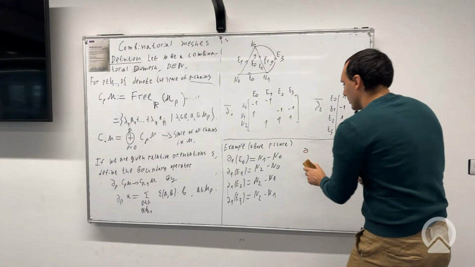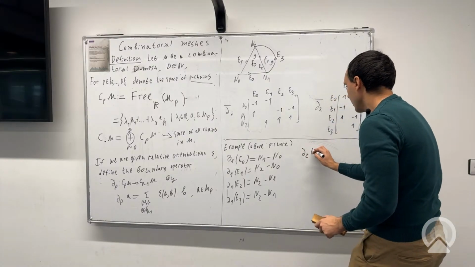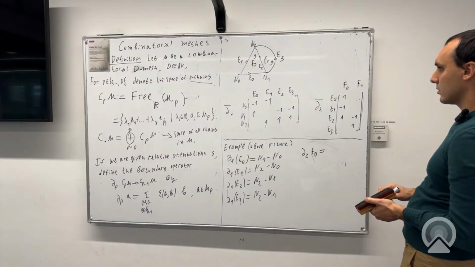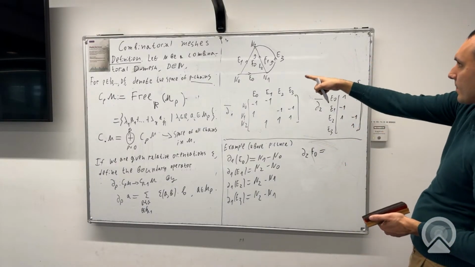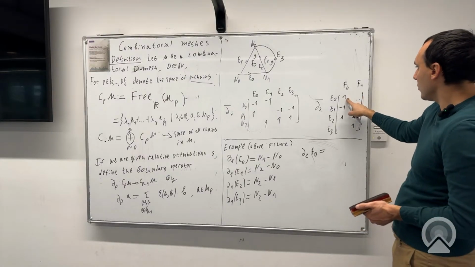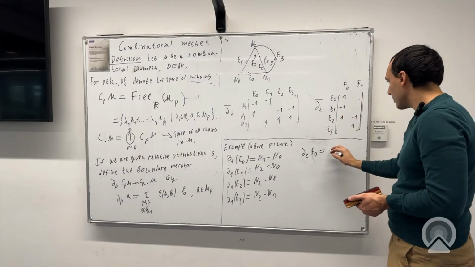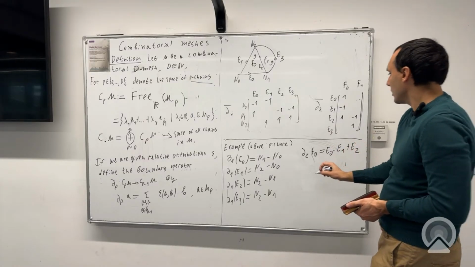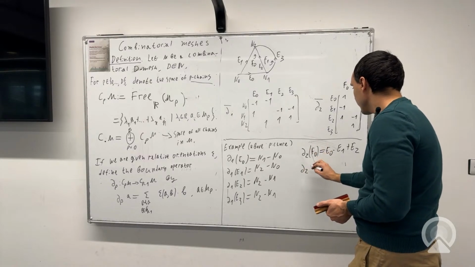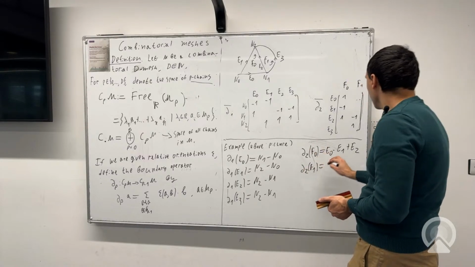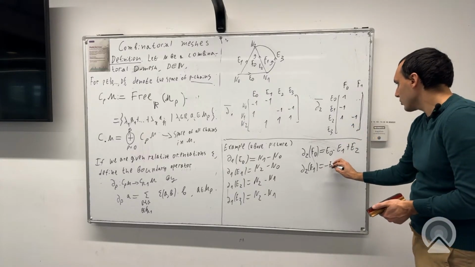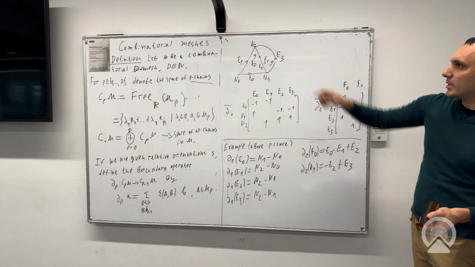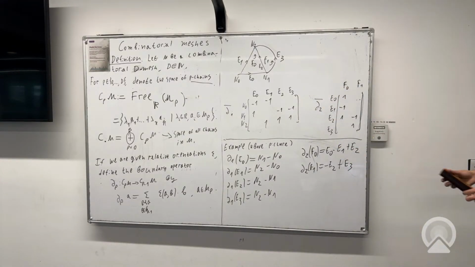And d_2 of F_0, I take the coefficients here, is E_0 minus E_1 plus E_2. And d_2 of F_1 is minus E_2 plus E_3. So we take the boundary elements with their orientations and make a formal sum of them.